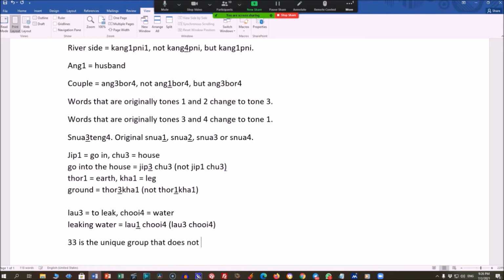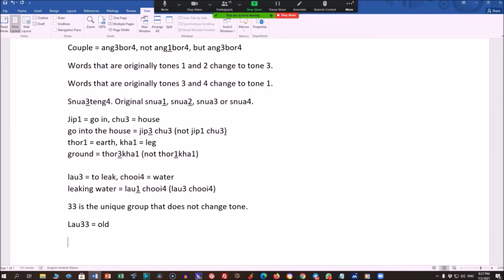And in addition, just now we saw that there is a group of words that is 3-3. This 3-3 is the unique group that does not change tone. So it is different from those single digit words that follow the tone change rules that I have mentioned: 1 and 2 becomes 3, 3 and 4 becomes 1. When you see this group of words, they are all tone 3 words. But because they do not change their tone, I number them as tone 3-3.